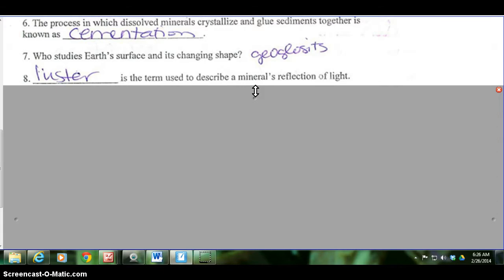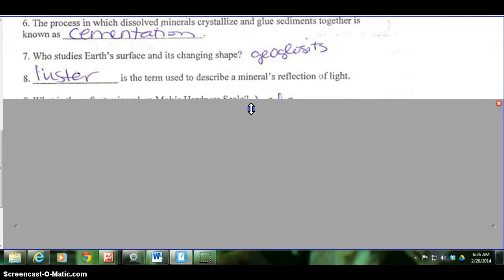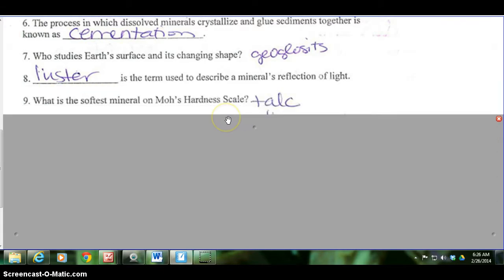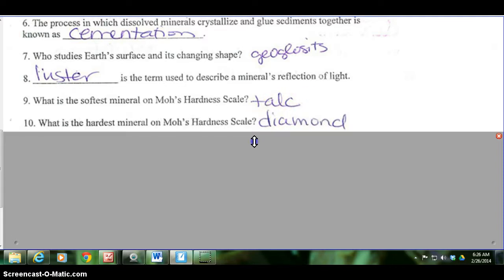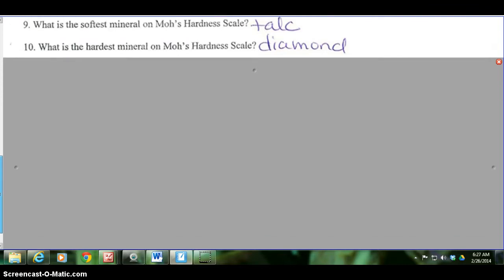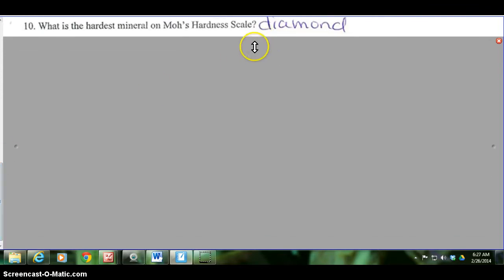Glassy, waxy, pearly. Number 9, what's the softest mineral on Mohs hardness scale? That is talc. It's a 1. Remember, it's also used to make baby powder. And number 10, what's the hardest mineral? It's a diamond. Nothing is harder than a diamond on the scale.